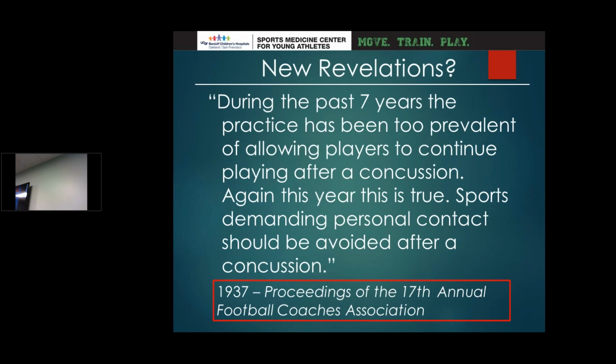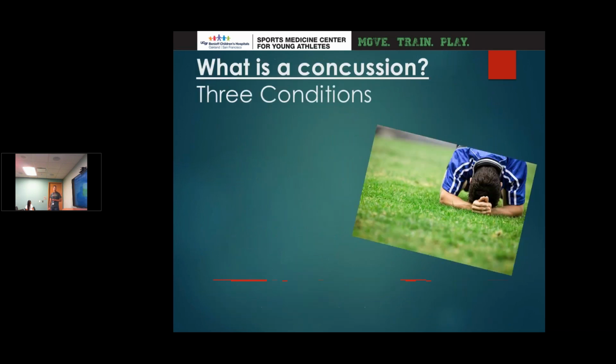So this is actually from the 1937 proceedings of the 17th Annual Football Coaches Association. This is not new. We've known about the danger of these injuries, and allowing players to return too soon after an injury, for a long time, going on 100 years now. Only now, with more science and technology, better brain imaging, and better research, do we have a greater understanding. If you learn one thing from today's talk, it's that if you suspect that there's a concussion, you do not allow that person to return to play, because you'll find out why that can be dangerous.